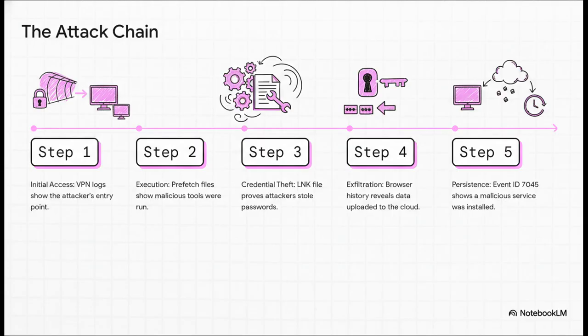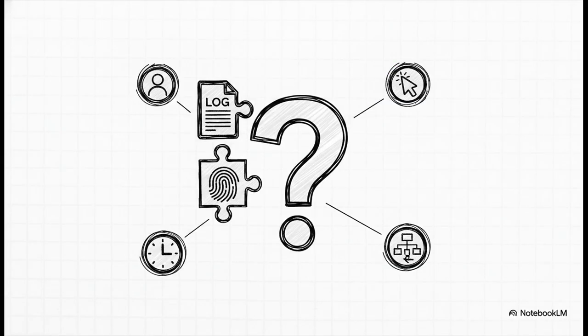First, the VPN logs show how they got in. Next, a prefetch file proves they ran their malicious tool. Then, that crucial LNK file confirms they stole passwords. The browser history shows them shipping stolen data out to the cloud. And finally, event log 7045 shows they installed a backdoor so they could get back in later. Each artifact tells one part of the story. By weaving all these different threads together from all those different sources, investigators can finally answer the big questions: the who, what, when, and how of the attack.